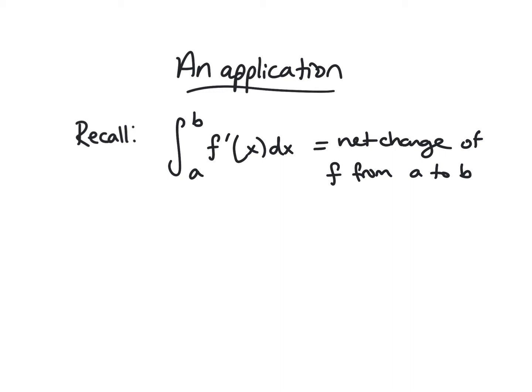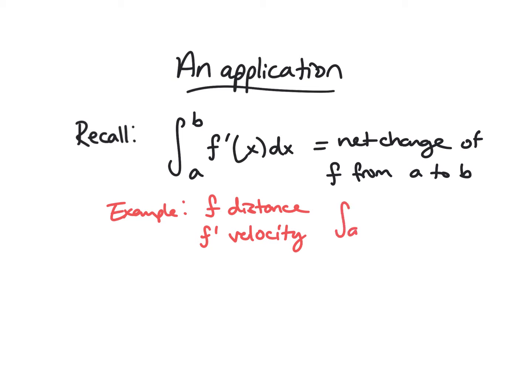So the classic example would be that f is distance traveled, or your position function. F prime is the velocity in that case, right? And so if we take the integral from a to b of f prime of t dt, because we'd be considering time, this would be the net change in distance, or the displacement, from time a to time b. So how does this correspond to area between curves at all?